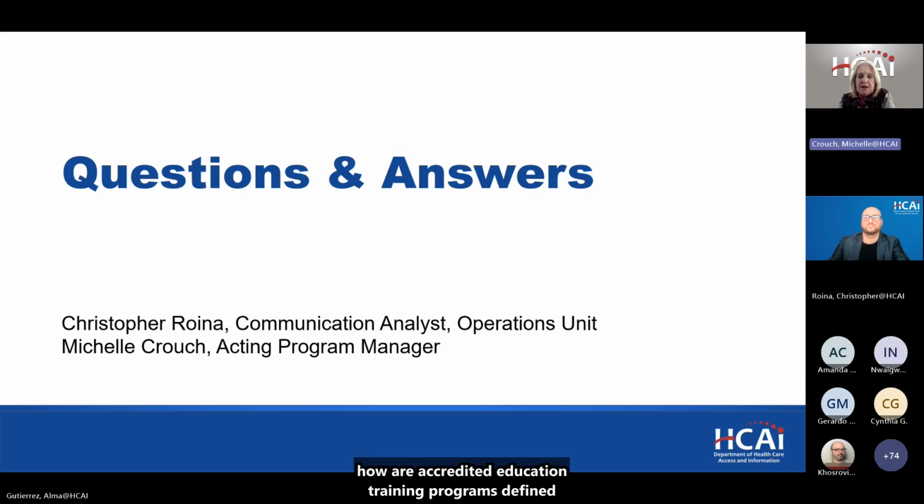And the third question, how are accredited education training programs defined for RDs and IBCLCs? The answer is education training programs are considered eligible for the scholarship program if they have received accreditation from a state or national accrediting body for those degrees and/or professions. Applicants should verify prior to applying for the scholarship program if the education or training program they are enrolled in or will be enrolled in has accreditation from a state or nationally recognized accrediting body and be prepared to provide confirmation to HCAI.